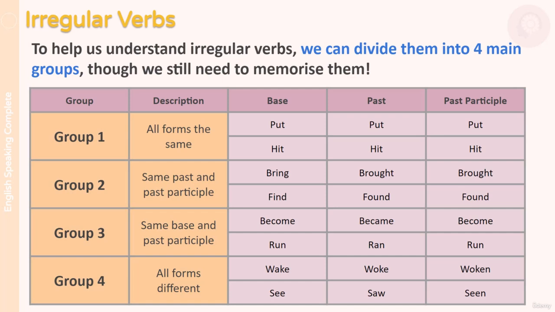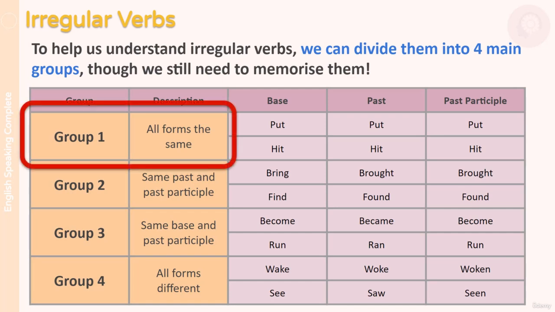So here is our table, and we have group 1. All forms are the same. So we have put, the verb to put the kettle on, put the plate on the table. And here we can see put. It's the same in any tense that we use. In any time we're discussing, the verb form doesn't change. And that's the same for hit. Just 2 examples for you there. So with some irregular verbs, we don't change anything, although this is slightly less common. This isn't the largest group, I would say.